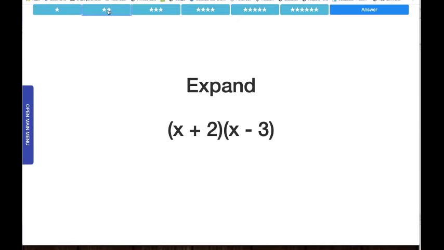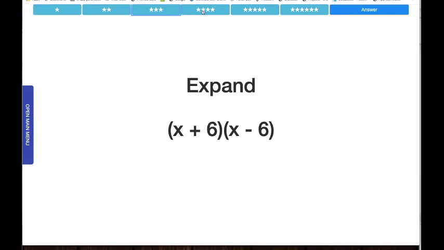If we move into the 2-star one, this is where we've added an extra layer to the question, because now it's not just positive numbers, we've got a negative in there as well. And if we move into the 3-star ones, you'll notice that there is something familiar about what is in both of those brackets.